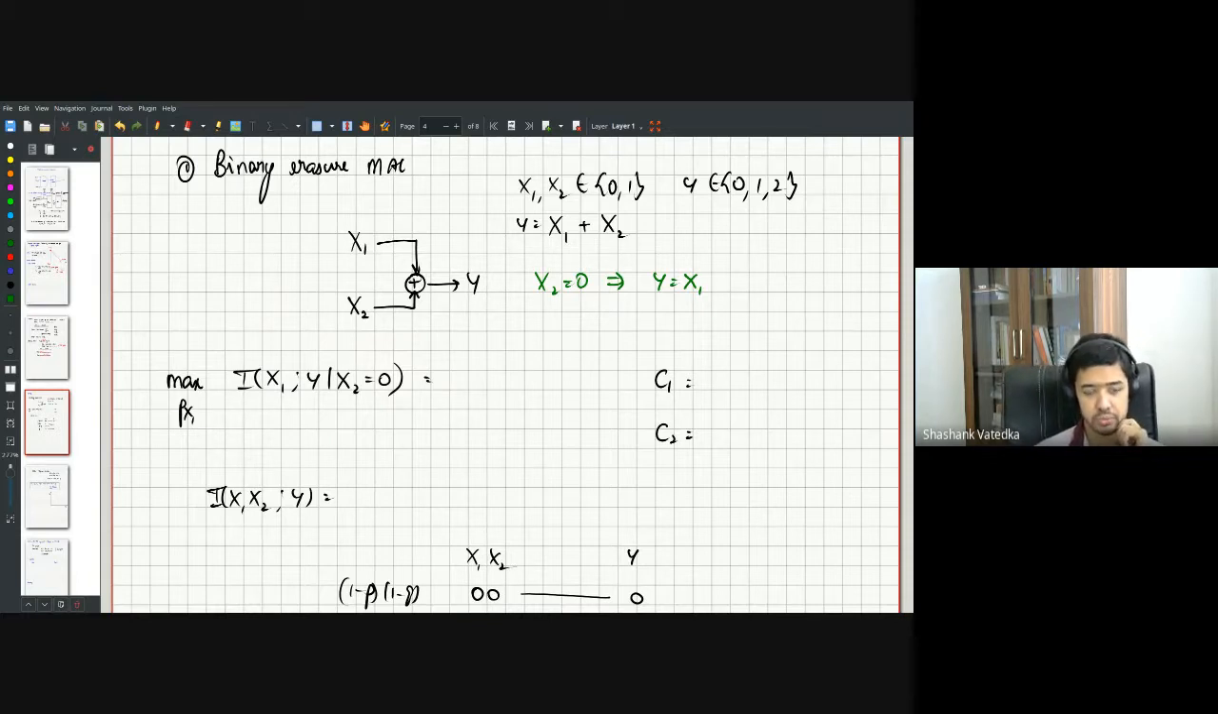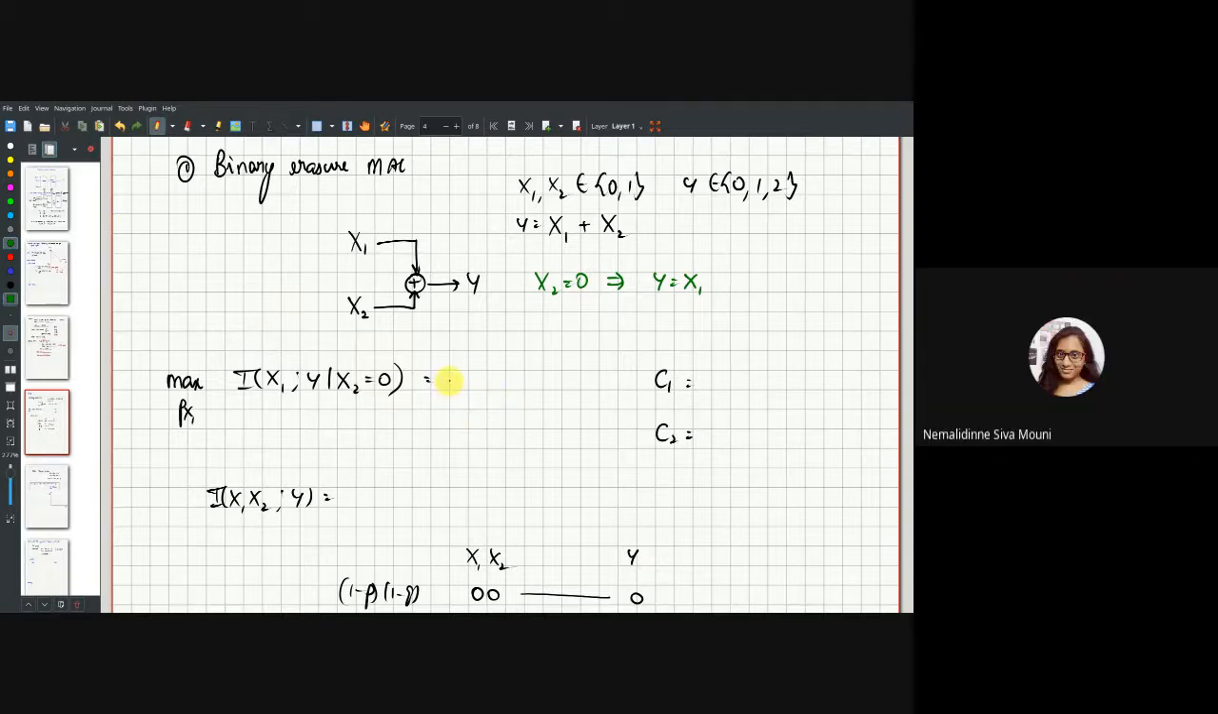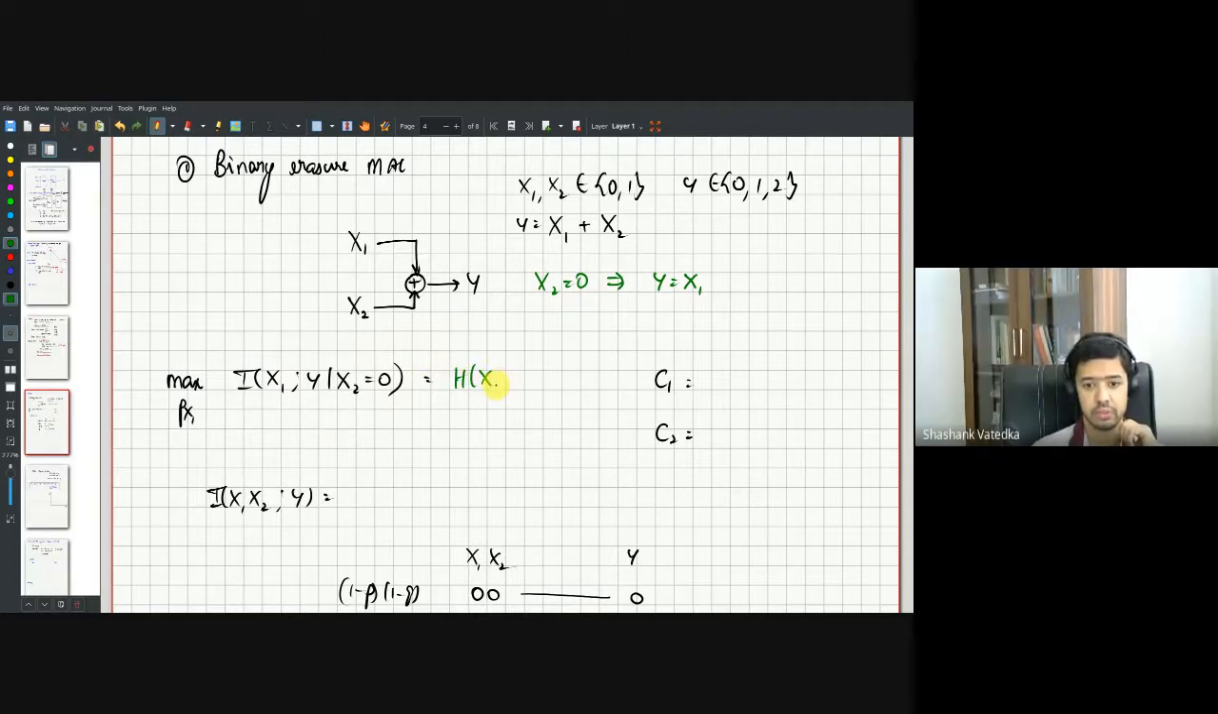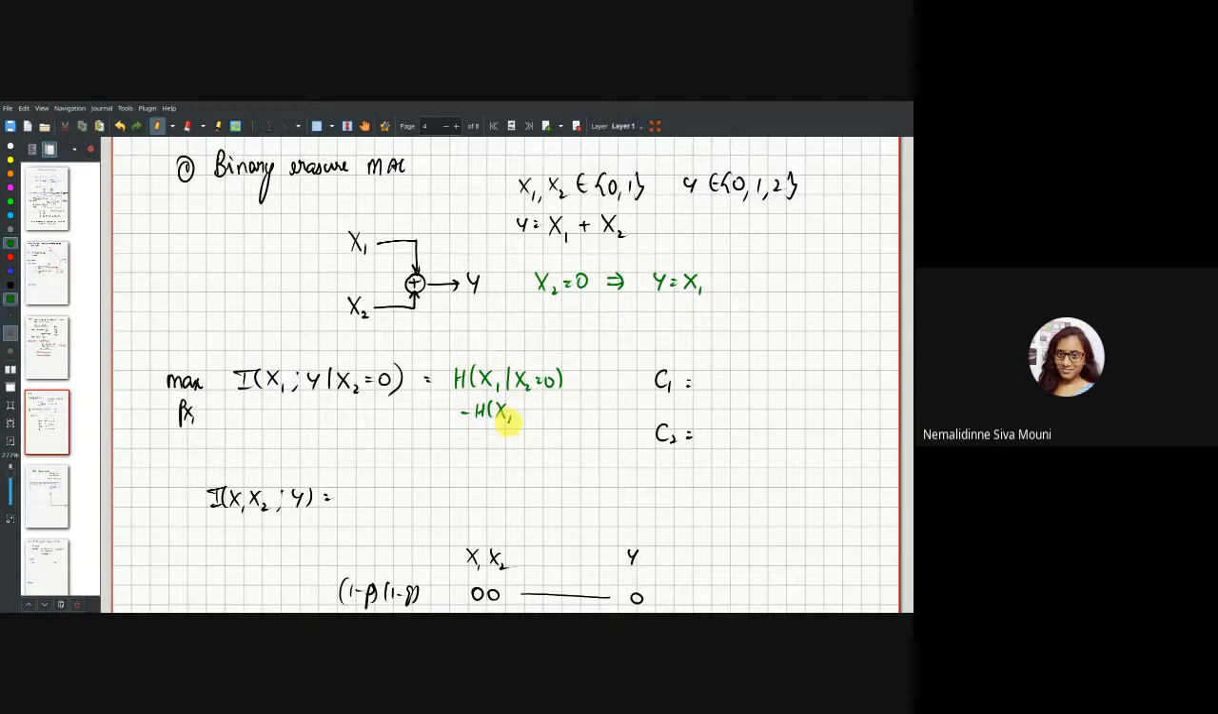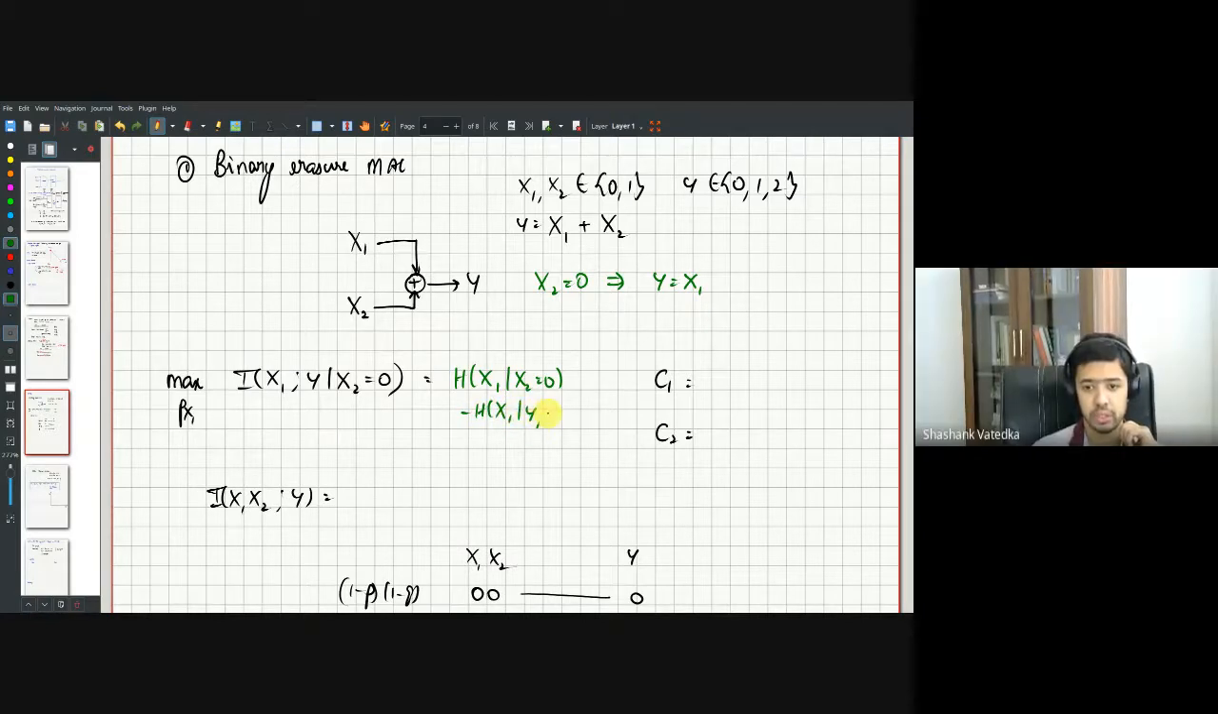So what is the mutual information in terms of the entropies? Can you say H(X) minus H(X given ...)? Okay. So H(X1) of course, given X2 equal to 0, minus H(X1 given Y and X2 equal to 0). Okay. So what can you say about the second term?